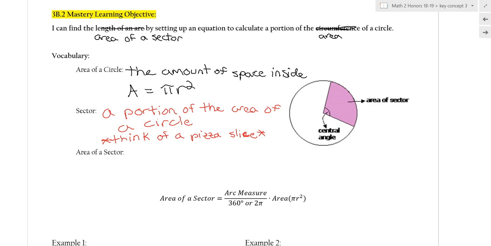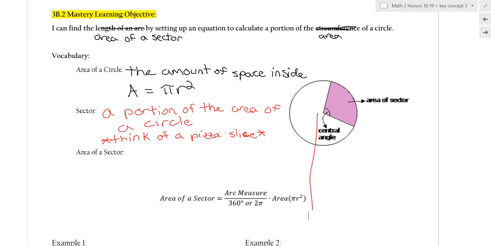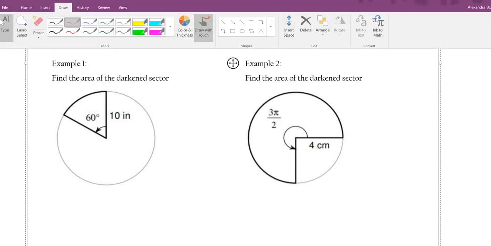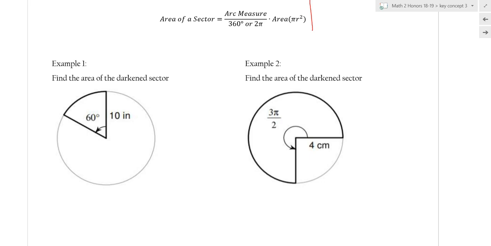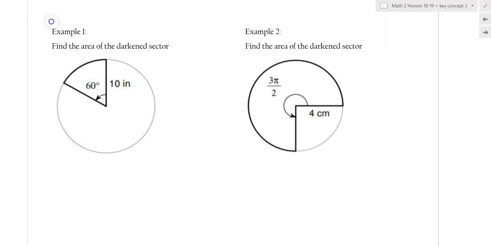So then area of a sector is the same thing as the length of an arc. You are taking a fraction of the entire area, so you're still doing almost the same thing. Okay, so we're going to look at examples 1 and 2. Sector area equals theta over 360 times pi r squared.